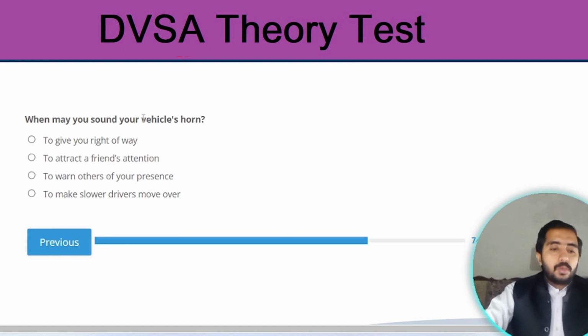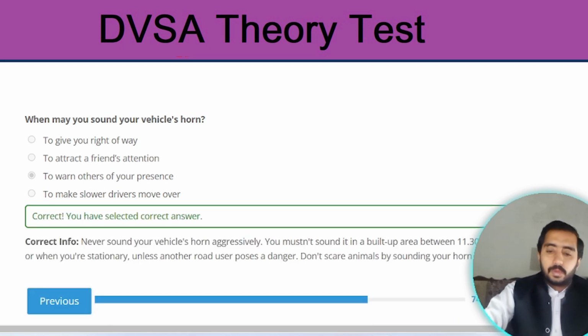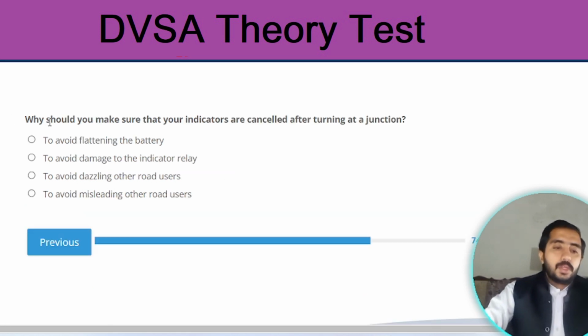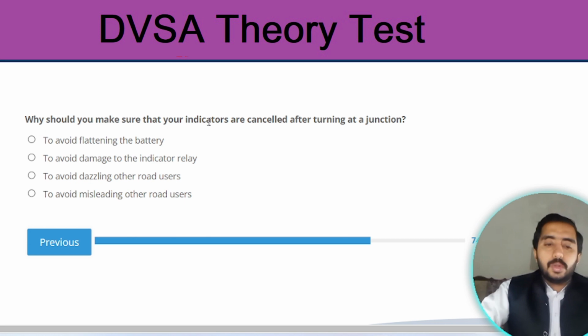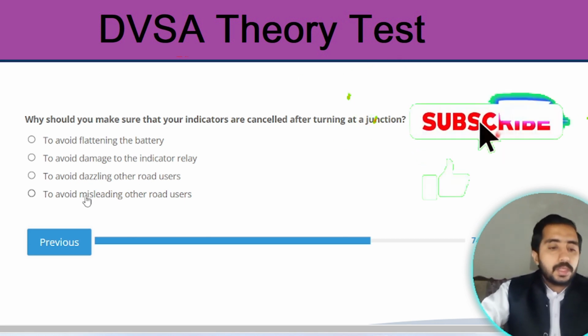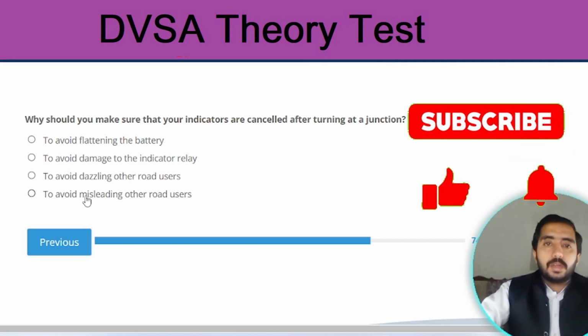When may you sound your vehicle horn? Your vehicle horn should be sounded to warn others of your presence. Option C. Next one. Why should you make sure that your indicators are cancelled after turning at a junction? The correct answer is to avoid misleading other road users.